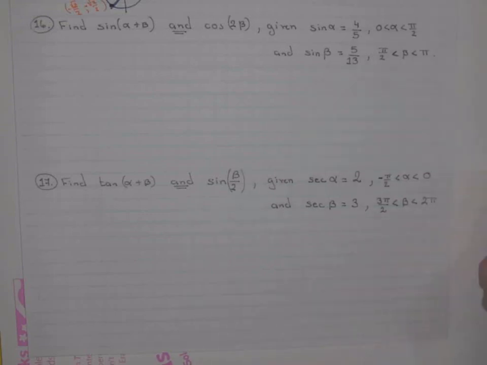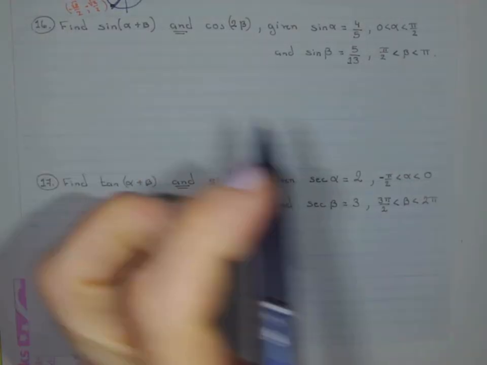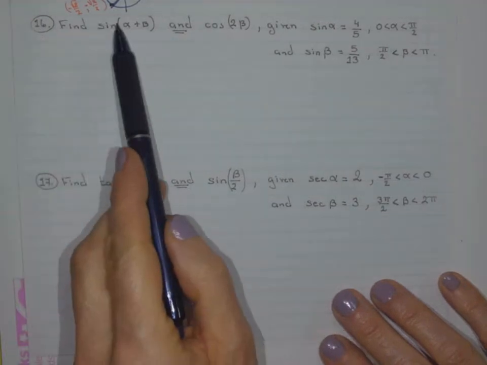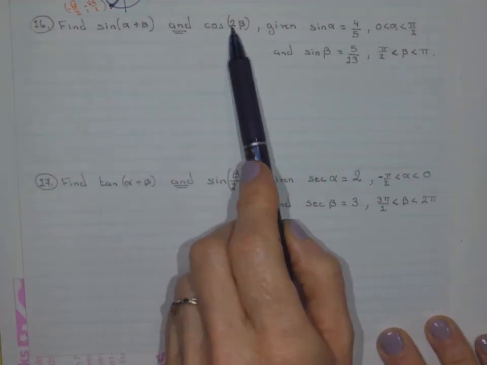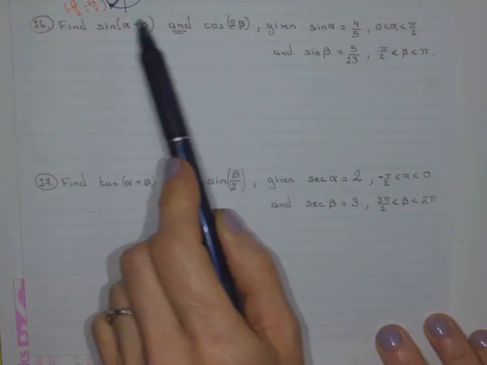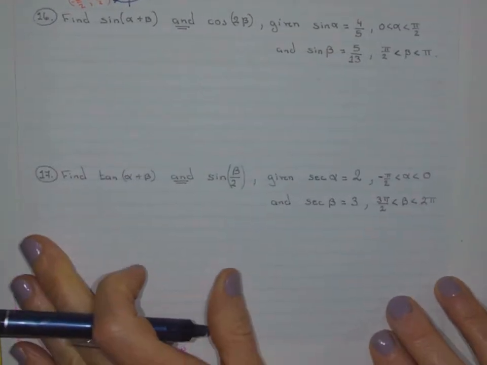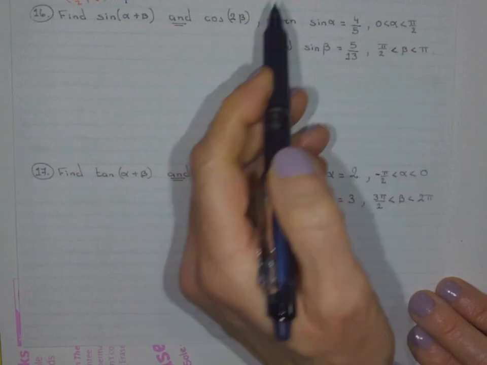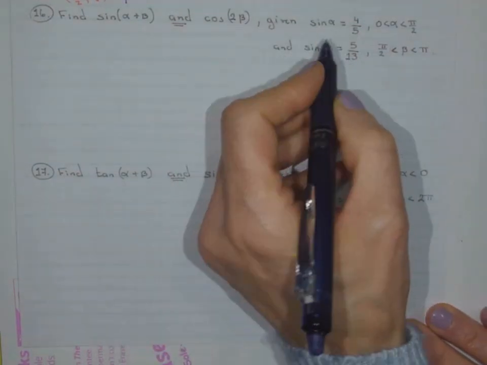Alright, we're going to keep going on our review here. So here is number 16. For 16, we have a sum formula and a double angle formula that we are going to have to show that we know how to work with, right? And we are given two things here. So let's take care of those two things we're given first.